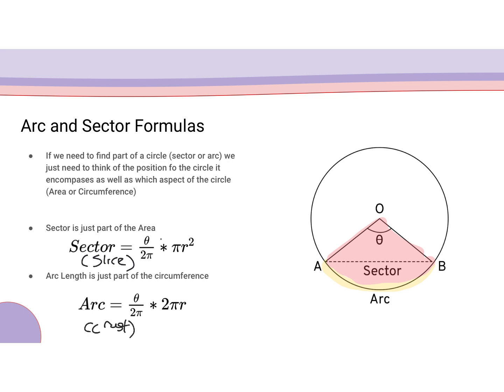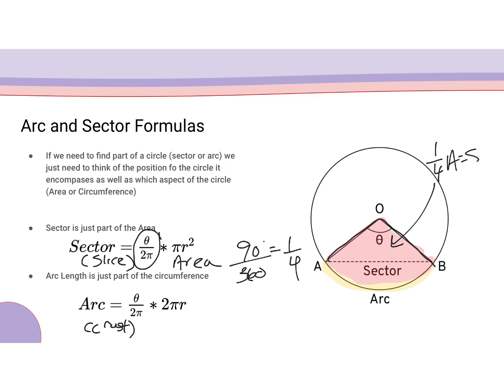And so the idea is you just take the angle over 2 pi or 360, depending on which measurement we're given, and we just multiply it by the area. So if I'm talking about 90 degrees, that's really the same as saying 1/4 because it's 90 out of 360. So if this was a 90-degree angle, I would just take 1/4 of the area, and that would give me that sector. In the same way, that's how I would find the arc. Instead of area, I just do 1/4 of the circumference, and that gives me the arc.